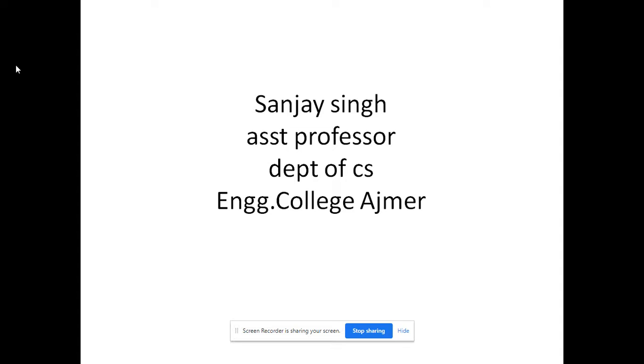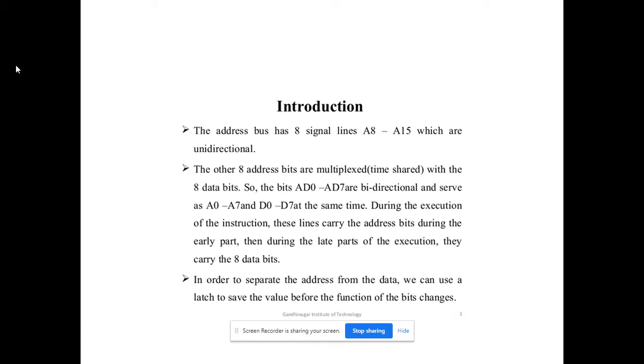Today we will learn the demultiplexing of the address and data bus in 8085. As we know from the last lecture, there are three types of buses: address bus, data bus and control bus. The address bus is 16 bits in length, the data bus is 8 bits in length, and the control bus is used to carry 1 bit of control information.